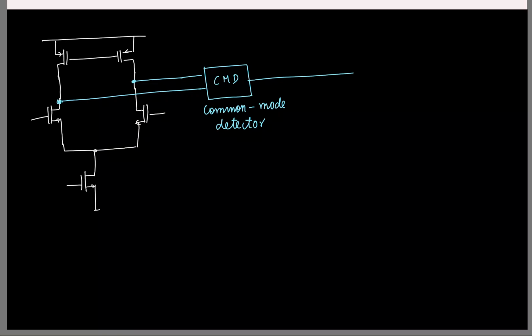Now I want the output common mode to be equal to some, say, VCM ref, which is VDD by 2 or some value you want. So what should we do now? First say it in words, right? What should we do? I have my output common mode. I want to set it to this value. So if you are going and sitting in the circuit, what will you do?